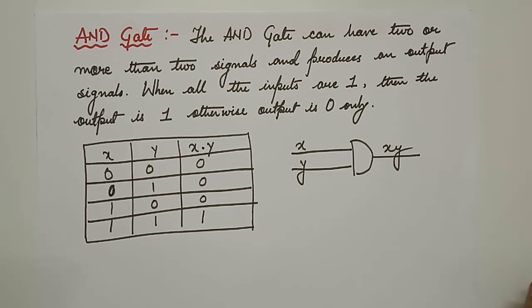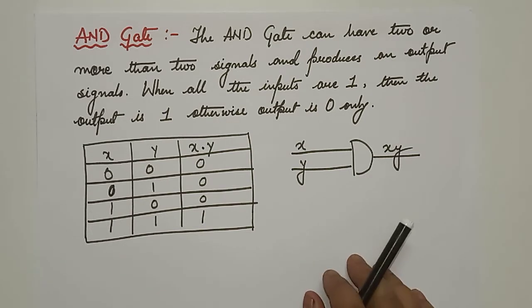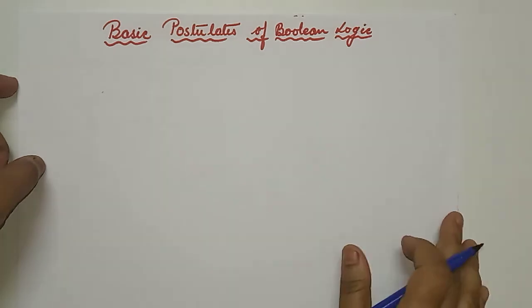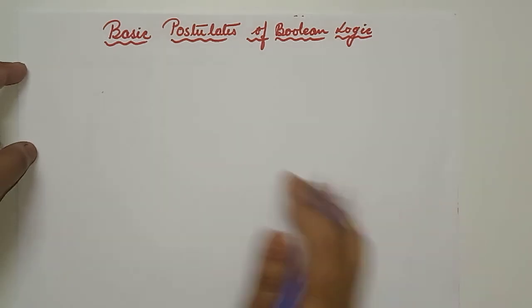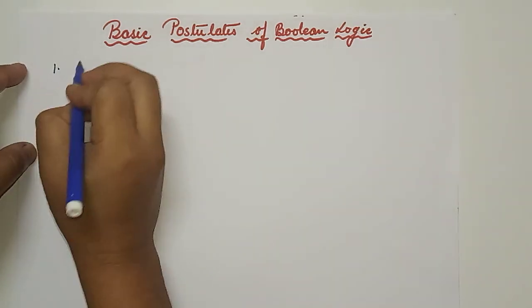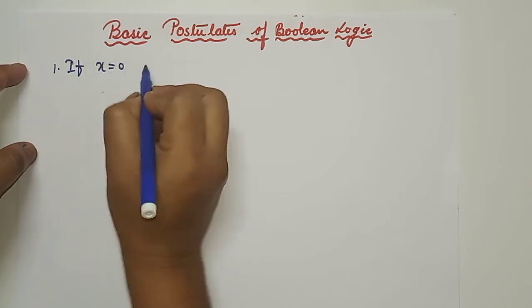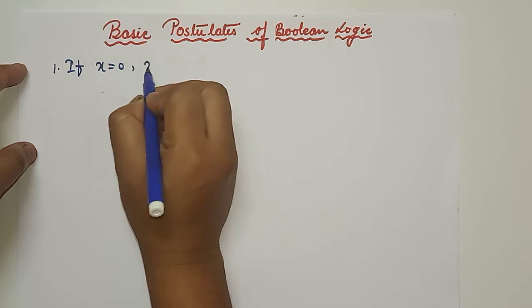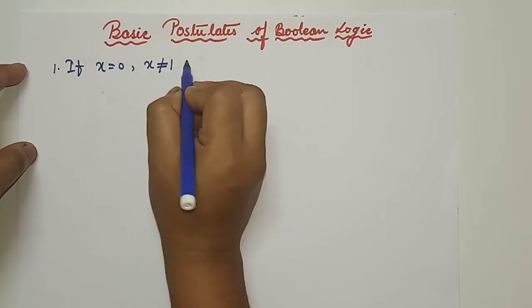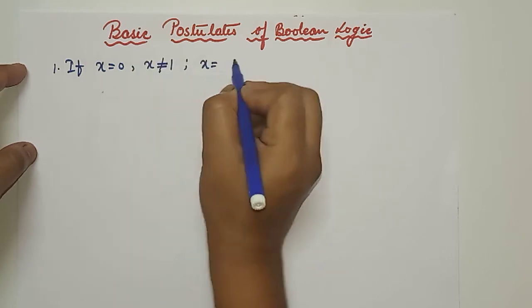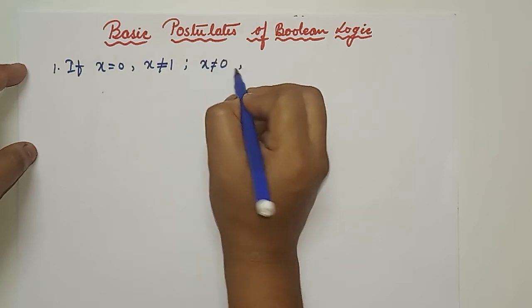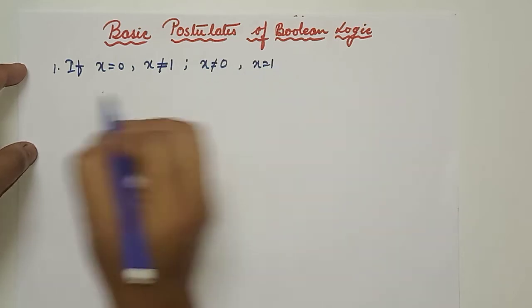Next we are going to talk about the basic postulates of Boolean logic. Basic postulates of Boolean logic. If x is equal to 0, that means x is not equal to 1, or if x is not equal to 0, that means x is equal to 1.